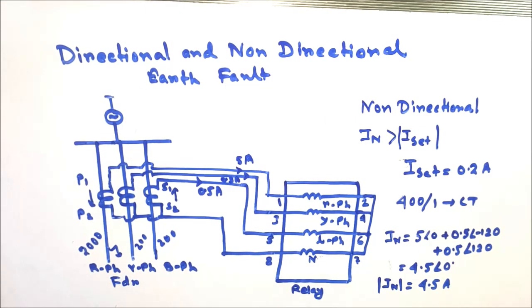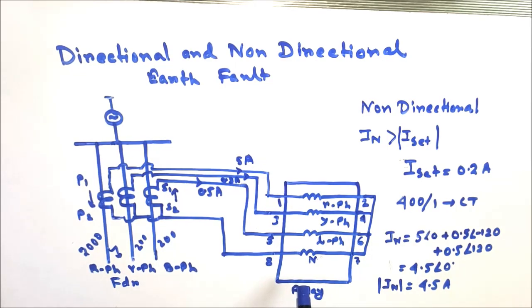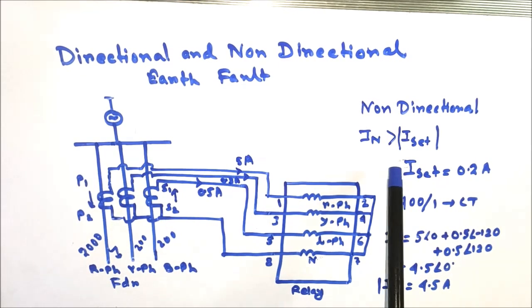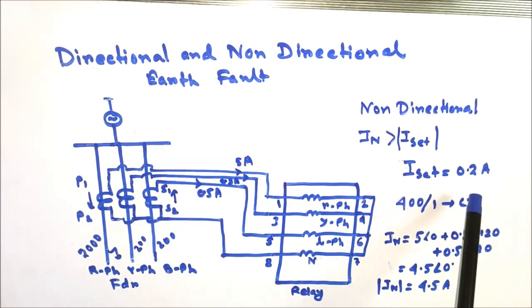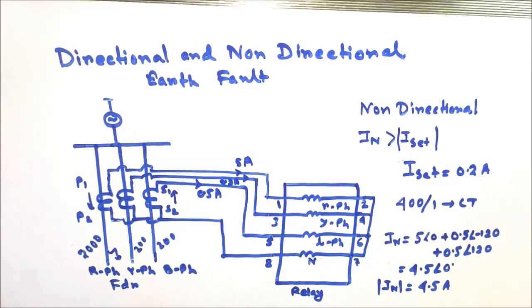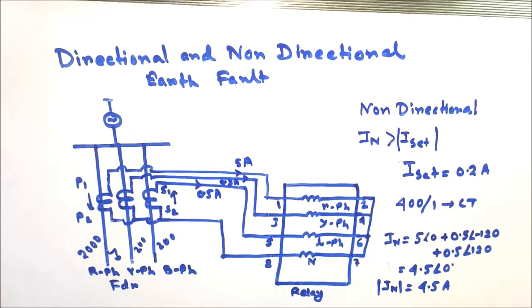Now for a non-directional relay, the relay does not see the direction of the fault. It only senses the fault by means of the earth fault current, sensing the magnitude of the current, that is IN must be greater than the set value, that is I set. For example, if I set is 0.2 ampere, and the relay neutral coil senses greater than 0.2 ampere current, then it will send a trip signal and trip the circuit breaker to clear the fault.